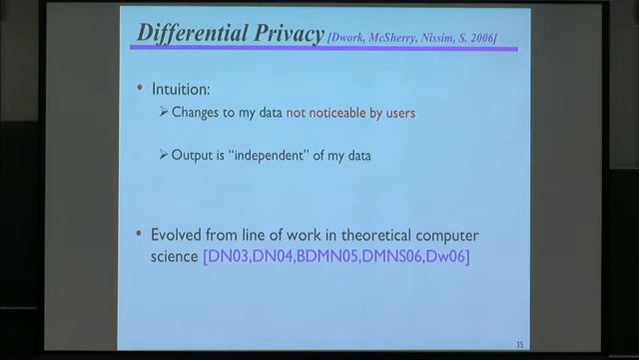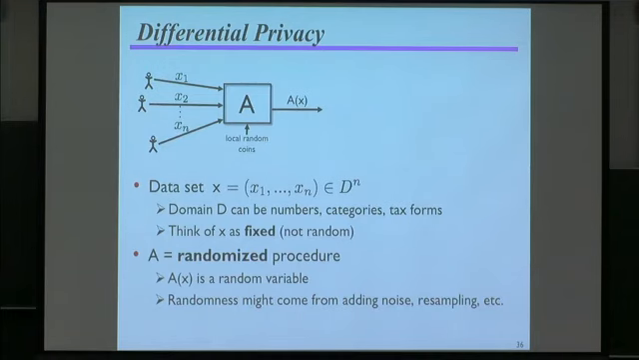Okay, so the intuition that we're going to use to formulate this definition is that somehow we're going to require that changes to a particular person's data, let's say my data, should not be noticeable by users outside the system. And somehow this type of requirement is going to imply at some level that the output, whatever is released, is independent of, say, my data. And this will allow us to really tightly control what types of reasoning you can do about me based on the output. Okay, so let's pin things down more precisely.